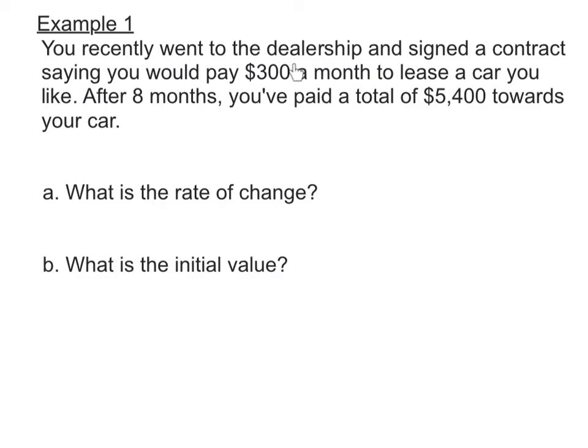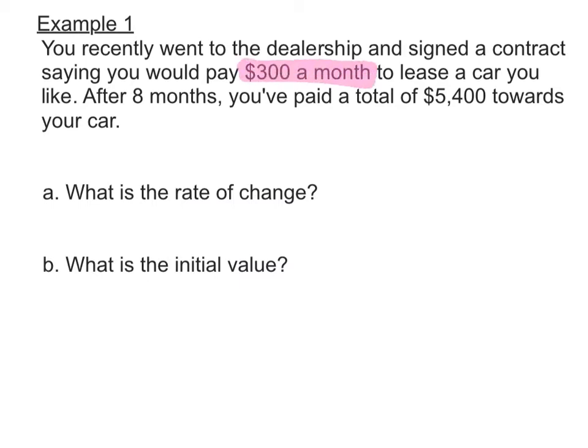You recently went to the dealership and signed a contract saying you would pay $300 a month to lease a car you like. After 8 months, you've paid a total of $5,400 towards your car. So the first thing I want to do here is determine what was given to me. They're talking about paying $300 per month. That sounds a lot like a rate of change to me. So I'm going to highlight that as my rate of change.